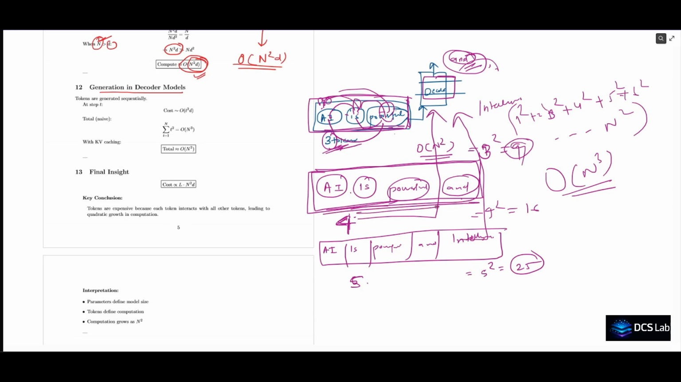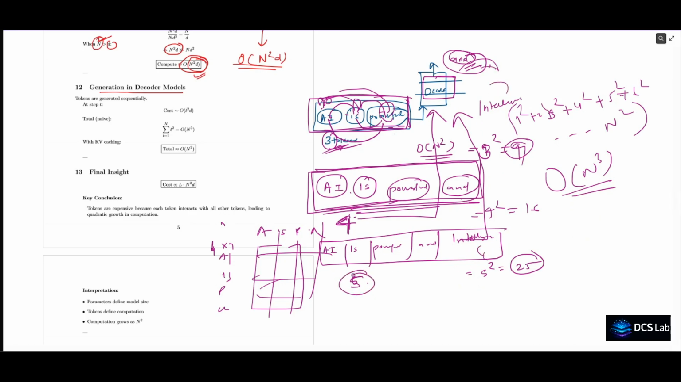Now when it becomes 4, you're calculating the attention scores in a 4 cross 4 matrix, isn't it? You will have AI is powerful and, AI is powerful and, right? And you'll compute attention scores. So the number of computations is increasing. Hence, we see if you keep on increasing the number of tokens that is getting generated, it gets added to the context and this value increases. And if this increases, we see it leads to order of n cube.